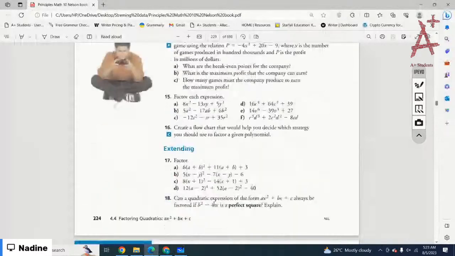Okay, let's just do question number 15. Factor each expression. 8x square minus 13xy plus 5.